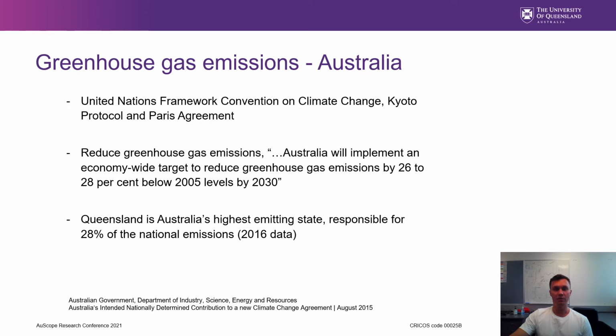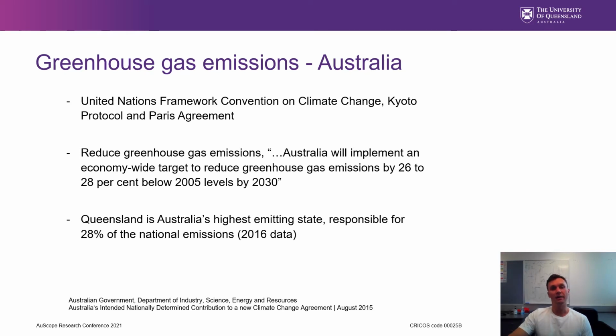Within Australia, Queensland is the highest emitting state and it's responsible for about 28% of the overall national emissions. That's why in its climate transition strategy, the Queensland government has set a zero net emissions target by 2050 with an interim target for at least a 30% reduction in emissions on 2005 levels by 2030.